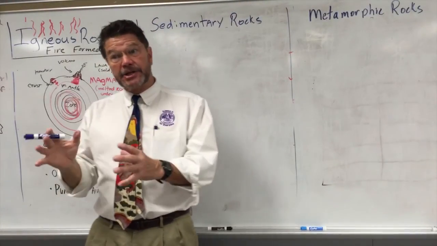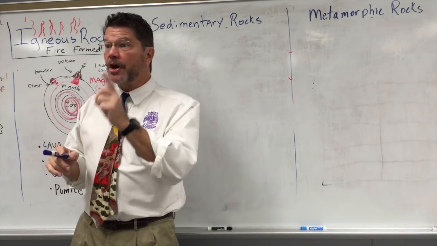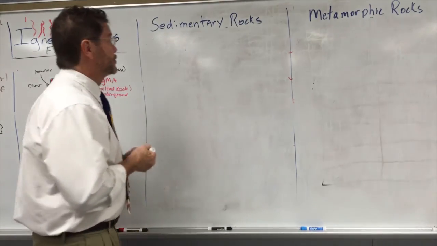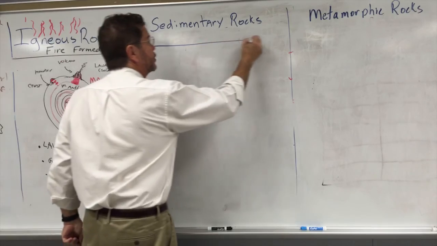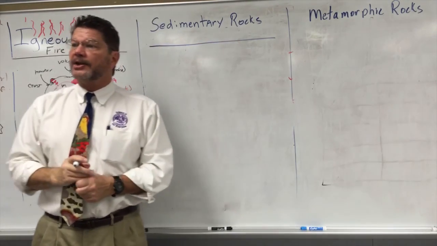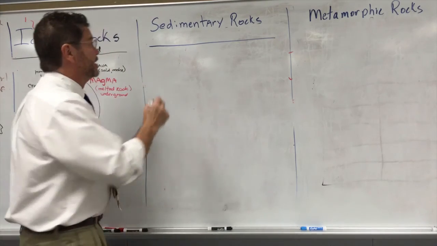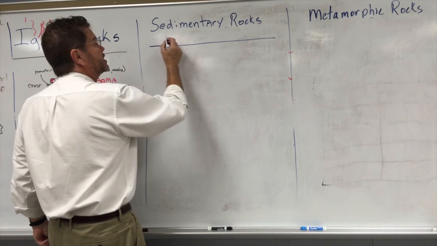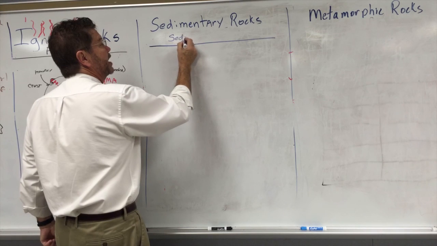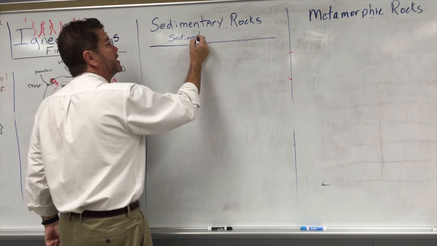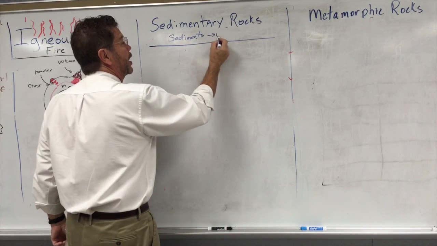All right, let's look at a different type of rock. Okay, we talked about igneous rocks, but rocks are made a different way. And these types of rocks are called sedimentary rocks. So on your new notes, write the word sedimentary rocks. And guess what word's in there? Sediment. So sedimentary rocks are made from sediments and usually water.